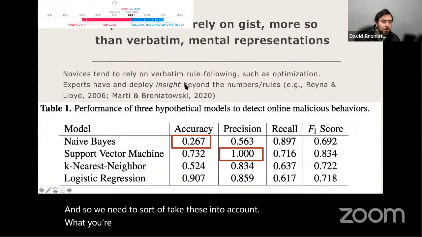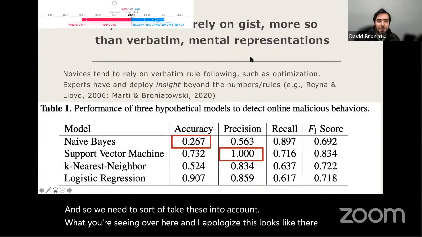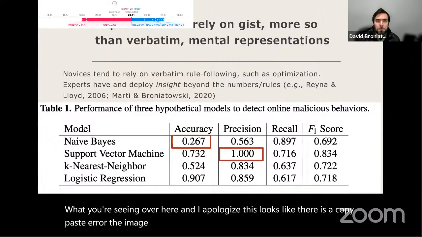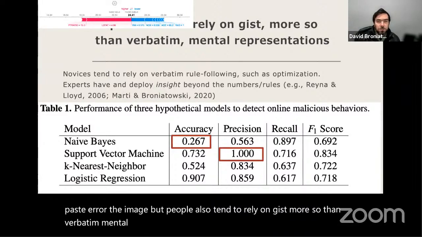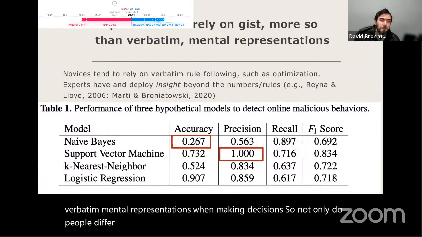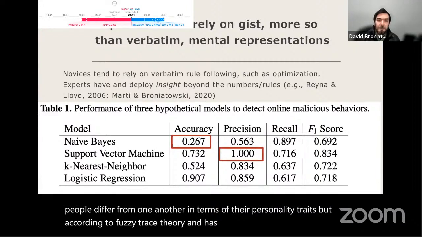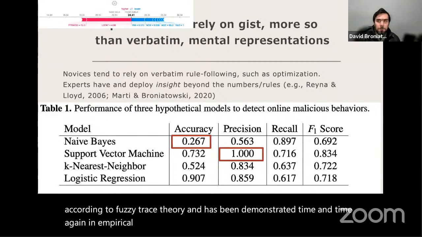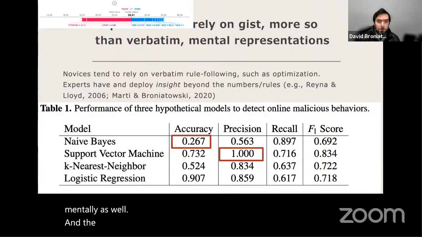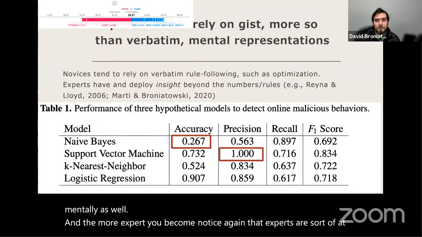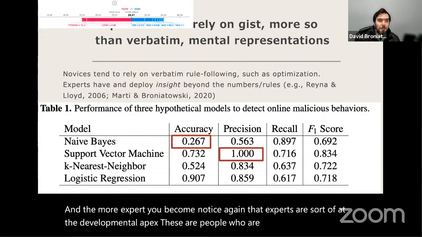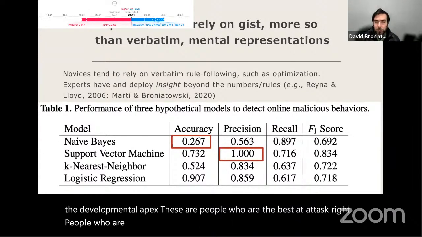What you're seeing over here, and I apologize, this looks like there's a copy paste error of the image, but people also tend to rely on gist more so than on verbatim mental representations when making decisions. So not only do people differ from one another in terms of their personality traits, but according to fuzzy trace theory, and has been demonstrated time and time again in empirical studies, people differ from one another developmentally as well. And the more expert you become, notice again that experts are sort of at the developmental apex. These are people who are the best at a task, right? People who are experts paradoxically tend to rely more on gist and less on precise verbatim when compared to novices.